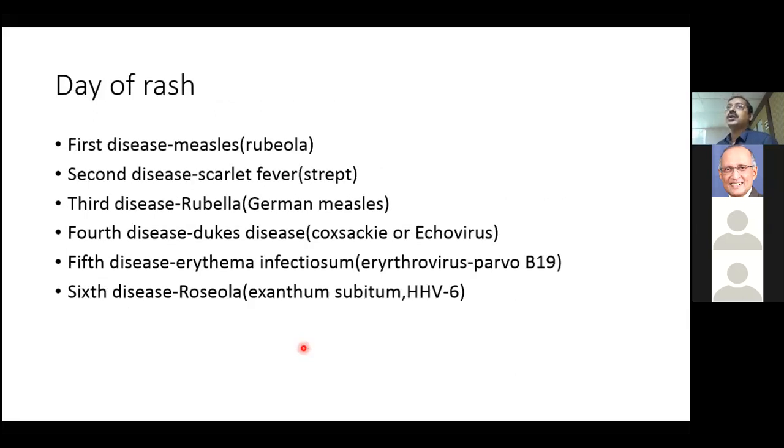There was an age-old teaching about the day of the onset of the rash and whether you can correlate. I do not know whether there is any clear-cut definition as far as this is concerned, but for theory sake as well as for exam sake, first disease is measles, second disease is scarlet fever, third disease is rubella, fourth disease is Duke's disease, fifth is erythema infectiosum, and sixth is roseola. Okay, so these are the six classical exanthems. Depending on that, they had classified it a long time ago. I don't know how far it is relevant now.